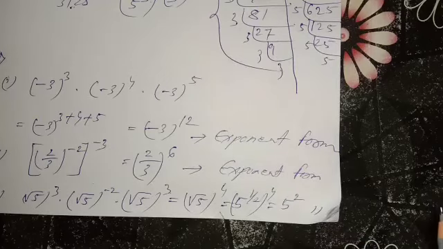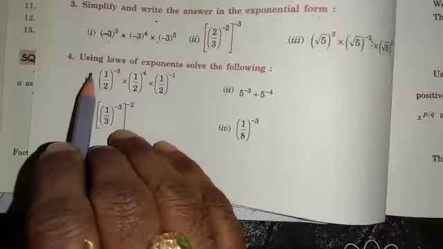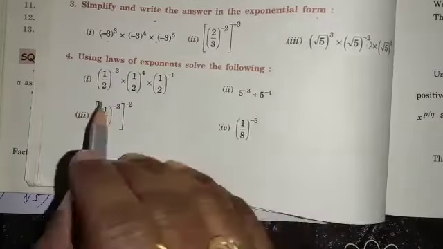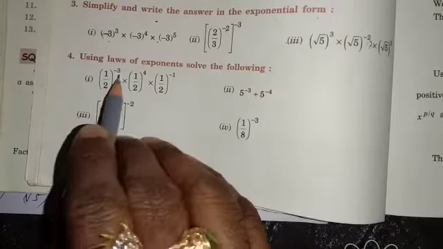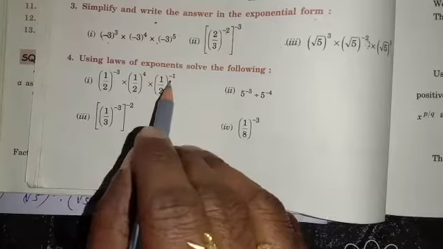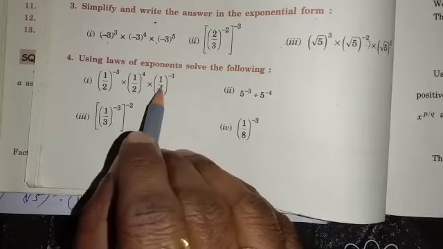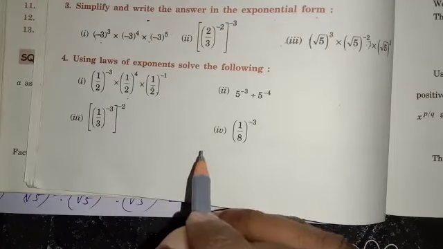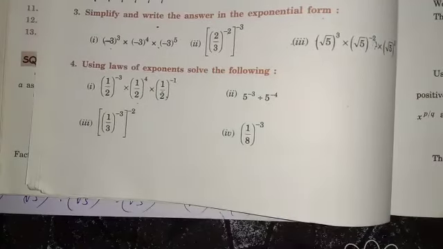Let us go to question number 4. See what is given here. Using laws of exponent, solve the following. Just see (1/2)^-3 × (1/2)^4 × (1/2)^-1. Here the base is the same, so you have to add the powers. There are 4 parts, and other parts are there also. Let me solve one by one.